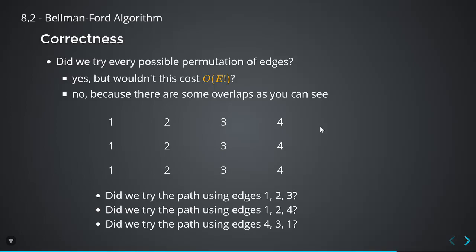But wait, would that cause e factorial then? Well, no, because of how we structured the algorithm. It's like every permutation is contained if we do the iteration many times with the same ordering of the relaxation.